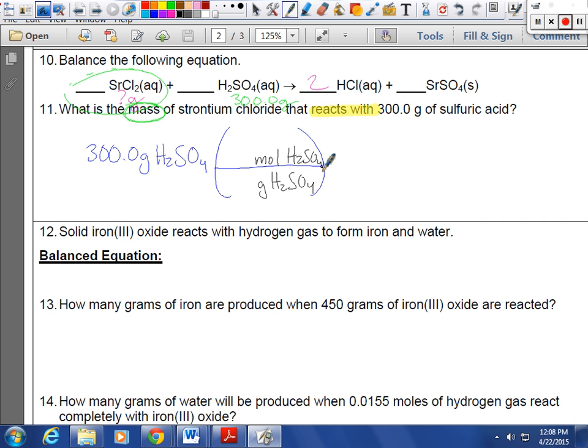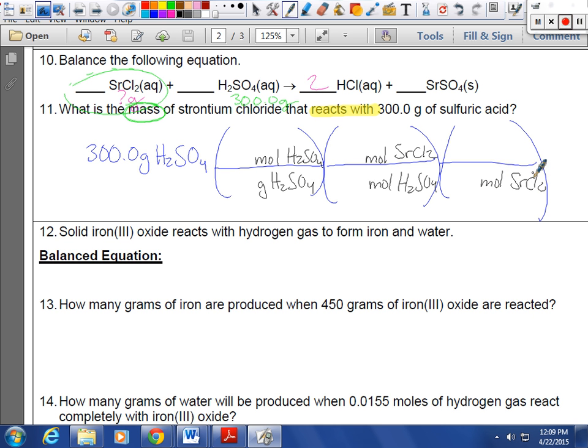Okay. Maya, you with us? Okay. I'll go ahead and do all these because I know I'm going to need them. Moles of H2SO4 is on top, and I know I don't need it, so let's just get rid of it. At some point, again, I keep saying this, I've got to get from sulfuric acid to strontium chloride. How do I go from one compound to the other? Moles. Once you have moles of one, you can go right into the other. I know I don't want moles of SrCl2, so I'm going to get rid of it, and I'm going to go to grams of SrCl2.